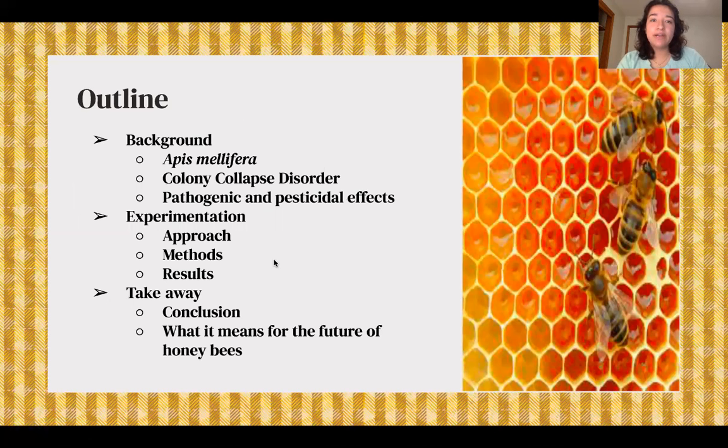So this is a brief outline of what I'm going to talk about today. First, I'm going to talk about the background: what Apis mellifera is, what colony collapse disorder is, and some contributing factors to colony collapse disorder. Then I'm going to go through the experimentation: the approach, methods, and results. And finally, I'm going to end with a takeaway, the conclusion, and what the study means for the future of honeybees.